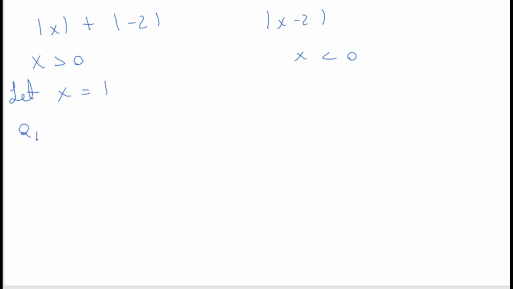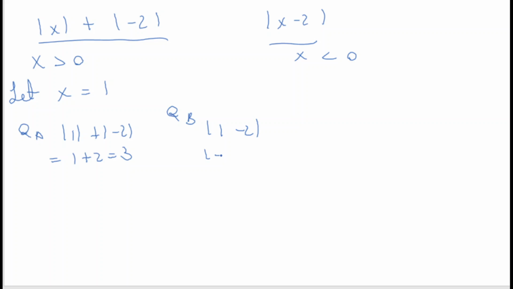So quantity A, which is given by this one, will become mod of 1 plus mod of minus 2, which is 1 plus 2 equals 3. Whereas quantity B, which is given by mod of x minus 2, will become mod of 1 minus 2, which is mod of minus 1, which is 1. So this means that quantity A is greater than quantity B.